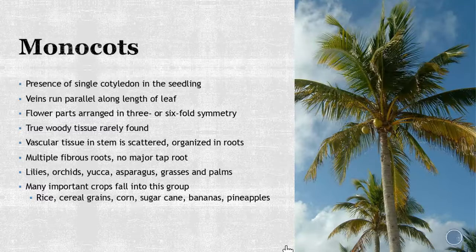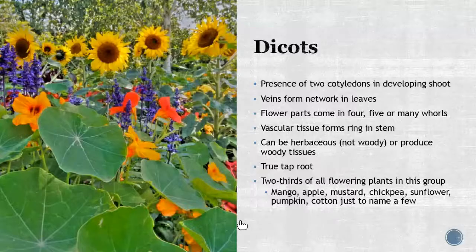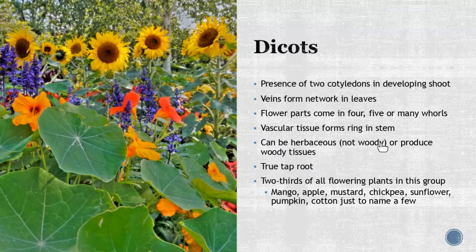And then finally, the dicots, your pretty flowers, your ornamental stuff. If you look at the network on the leaves, you see the veins form a nice dense network. They're not that parallel. You're going to see the true taproot. They can be herbaceous or produce woody tissue. So you'll find a lot of diversity with this one. Two-thirds of all flowering plants fall in this group. And here's just a few examples. So think about the spring and all the wildflowers coming up. You're probably looking at a bunch of dicots.